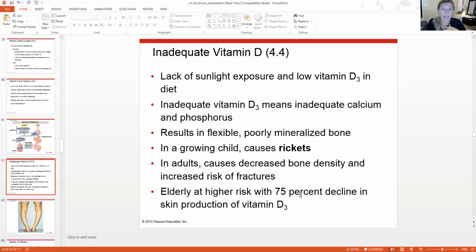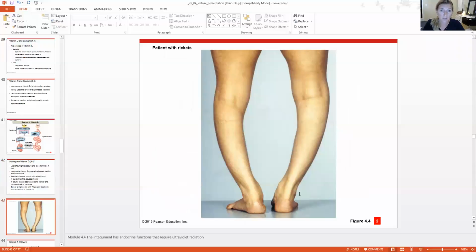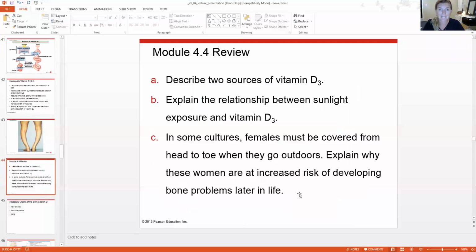And elderly have a higher percentage of D3 production in their skin, mostly because they're more sedentary, more likely to stay inside, and because their metabolism isn't working as quickly as it was when they were younger, so their body isn't able to make that vitamin D as efficiently. That's just a patient with rickets. It just means your bones are very flexible because you don't have as much calcium in them. There's just a lot of collagen, which makes them bendy.